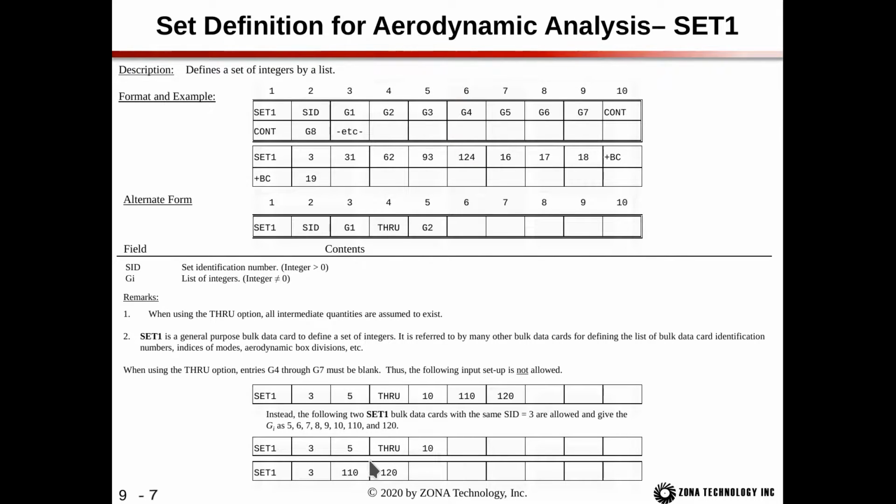If you do make use of the through option, you're only allowed to have this one set of numbers, 5 through 10. You cannot then have additional numbers out here. So this card right here is invalid. It's not allowed.